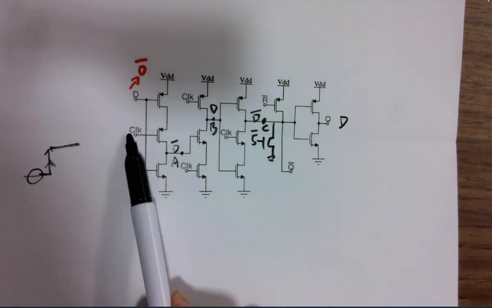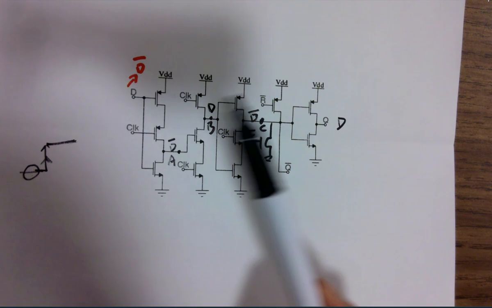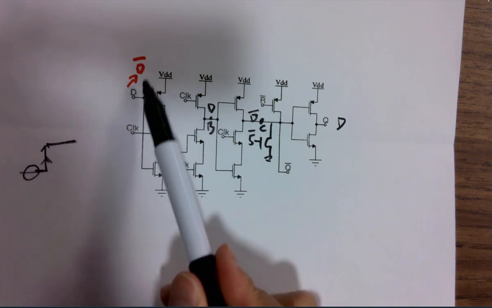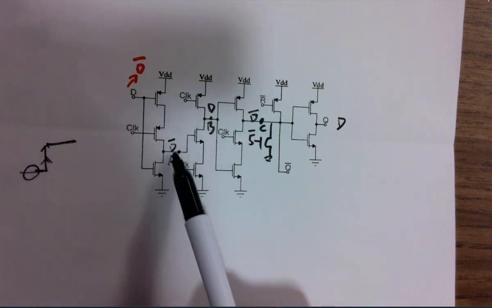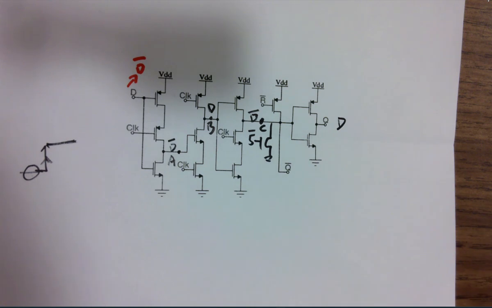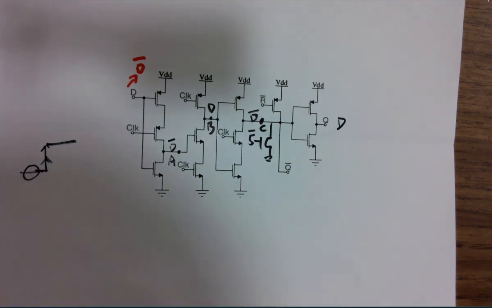So now clock is 1. And D changed from D to D bar. What's going to happen to node A? What is node A going to do here? Node A.